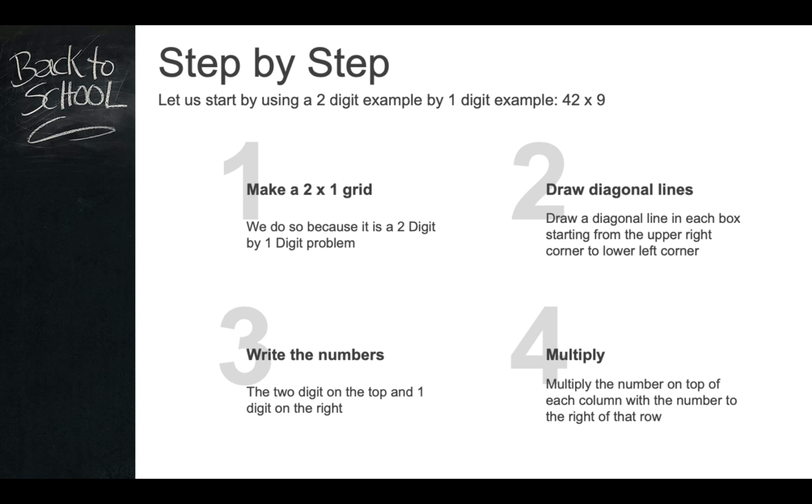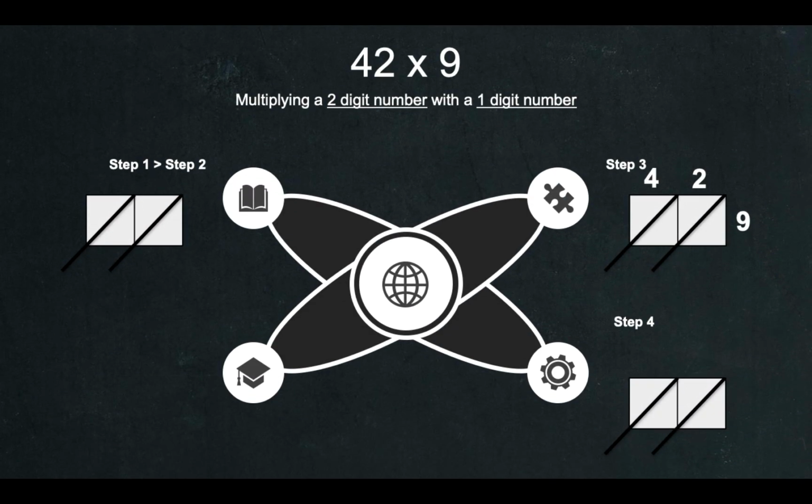The fourth step is to multiply the number on top of each column with the number to the right of that row. Now what does this mean? This means that when I have the numbers on the top, I will multiply each number on the top with the number on the right side in this row. So in this case I have 42. So here I will multiply 2 with 9 and I will also multiply 4 with 9. So I will have something like this.